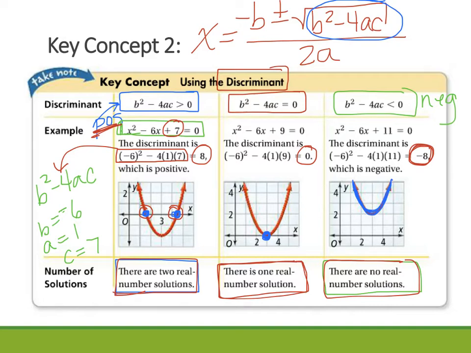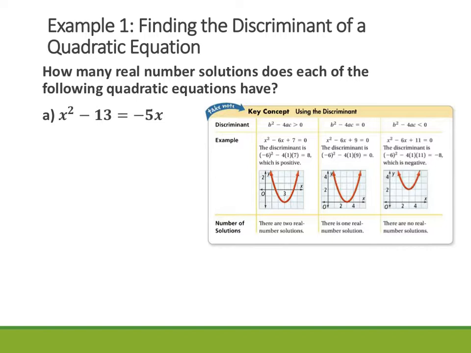Okay, so let's look at some example problems. Okay, for example 1, we're going to be finding the discriminant of a quadratic equation. So notice that the question being asked here is how many real number solutions does each of the following quadratic equations have? So the next couple of slides are going to take you problem by problem. Now, I've given you the chart on each of these slides just to help you remember that we're going to use the chart to refer back to make sure that we know exactly what we're looking at when we get our discriminant.